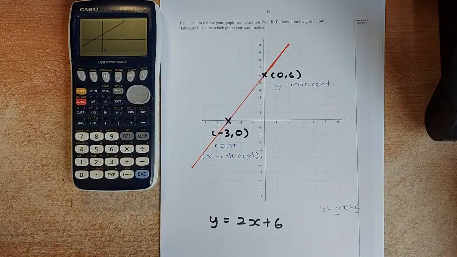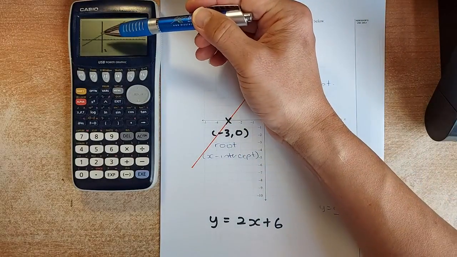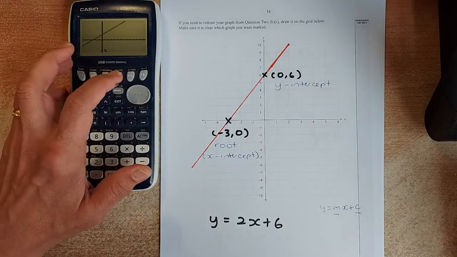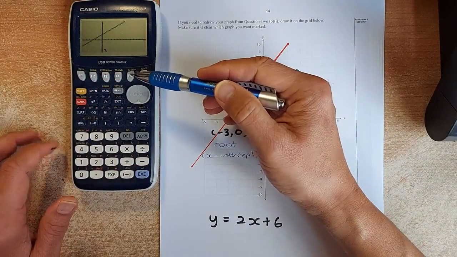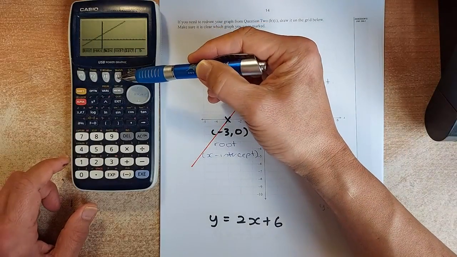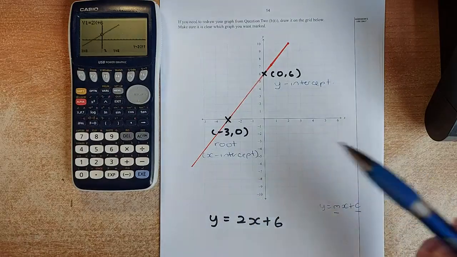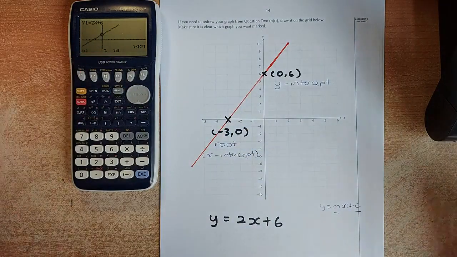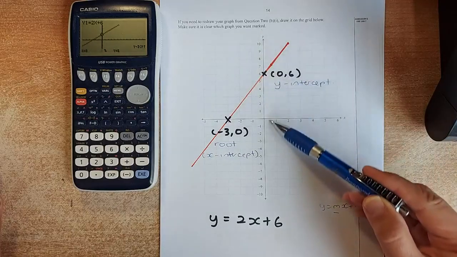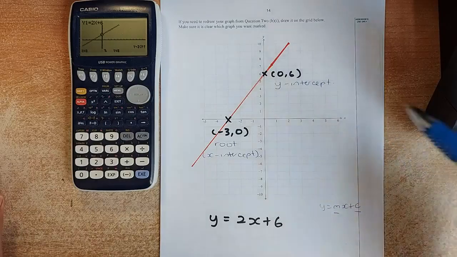But that's not good enough. You need to know where the line cuts. The two critical points are the x-intercept and the y-intercept. So what you do, you're going to press G-solve. F5 is G-solve. Press F5 and the y-intercept is at F4. Y-intercept is F4. Press the F4 button and you can see it is 0, 6. So the y-intercept is 0, 6. So you write the y-intercept as 0, 6. So that is the first point.